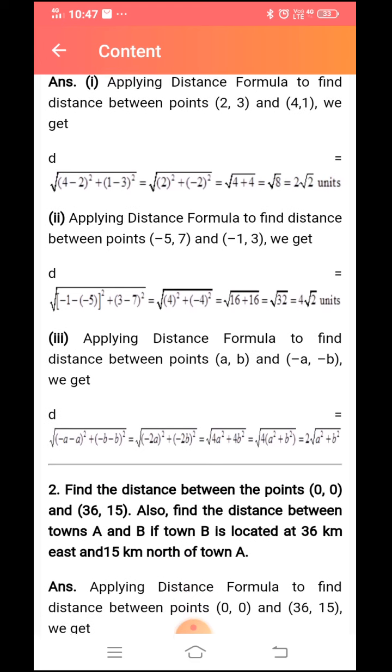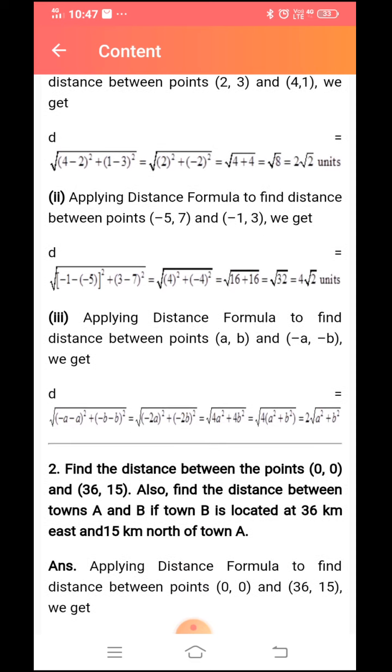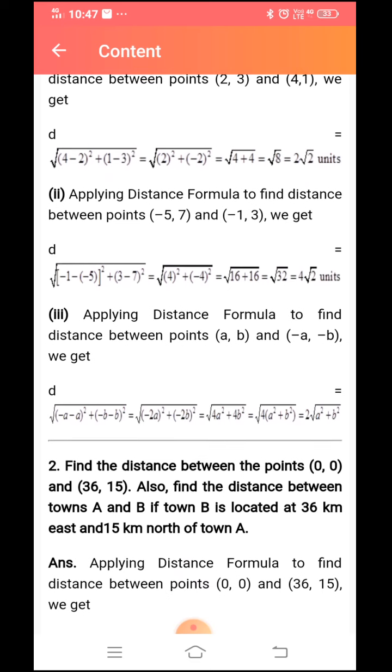How can we write the 32? 4 root 2. Suppose you split 32 into 16 times 2, then 16 is a perfect square, so the square root of 16, which is 4, can be taken outside, and inside will be root 2. So 4 root 2 units.